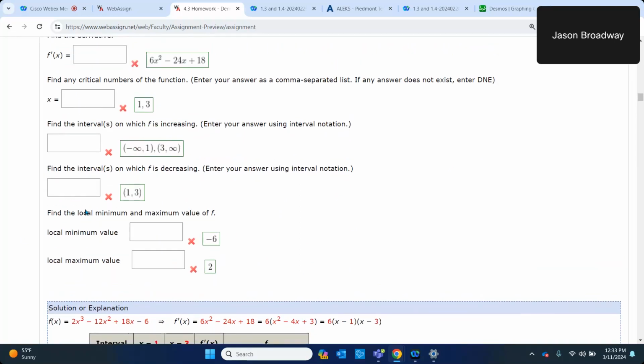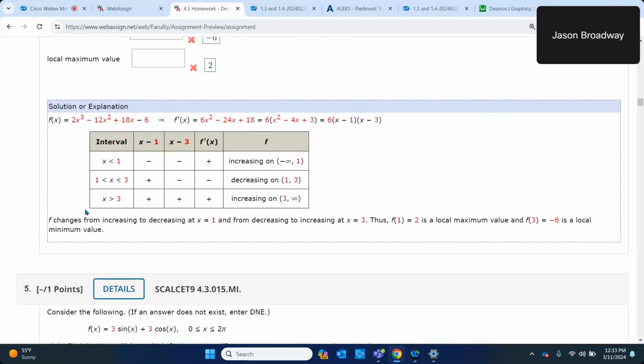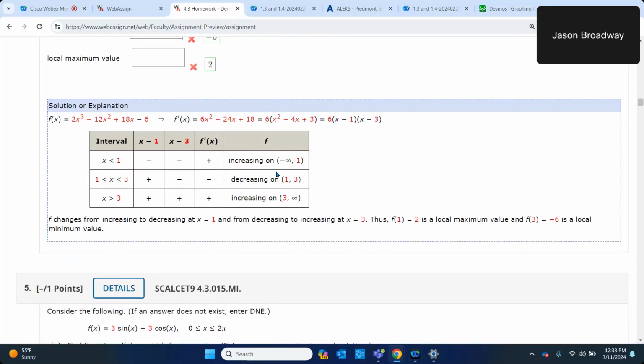So what you'll do is, again, here, if you want to see all the gory details, here it is. Now you plug 1 into f, you'll get 2. That's your local max. You'll plug the x equals 3, the other critical point, into f, you'll get neg 6. And that'll be your local min. The critical points, they'll give you your local min or your local max, or they could give you a saddle point.